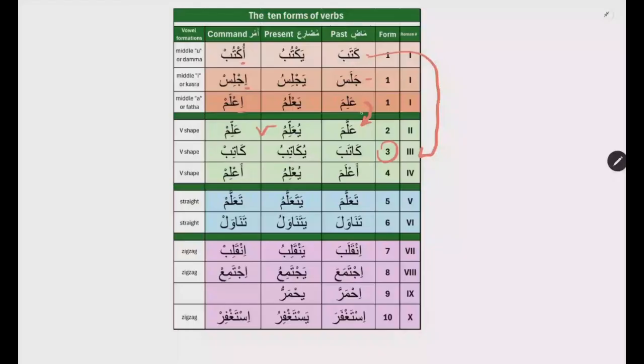Then we have the form 2 giving you a form 5 as well, where allama is to teach, and yata'allama is to learn. So when you do it yourself, it's form 5. When you do it to others, it's to teach. So it gives you the difference in meaning from alama to ta'allama.